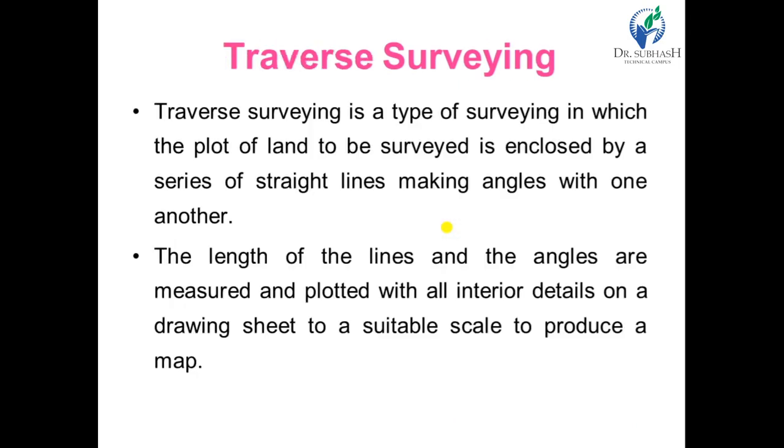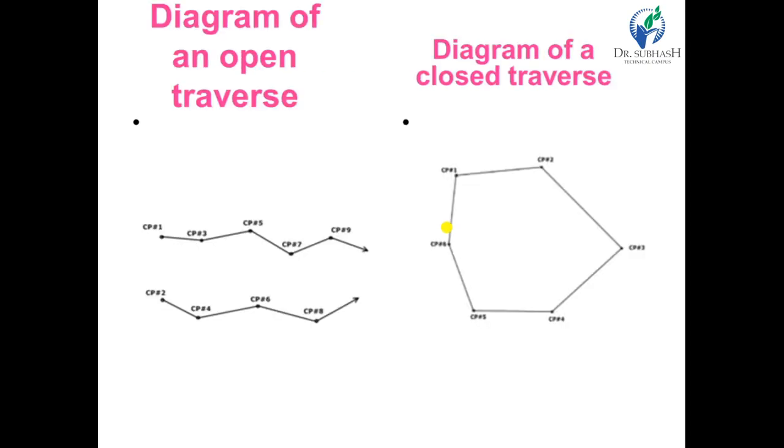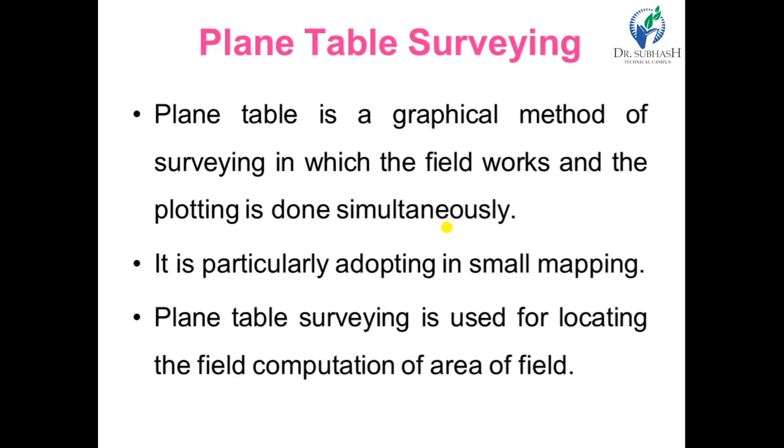Traverse surveying is one type of plane surveying in which the plot or land to be surveyed is enclosed by a series of straight lines making angles with one another. The lengths of the lines and the angles are measured and plotted with all interior details on the drawing sheet. Here is the diagram of an open traverse and the diagram of a closed traverse. We also discuss theodolite traversing, which has two types of traverse, open traverse and closed traverse.